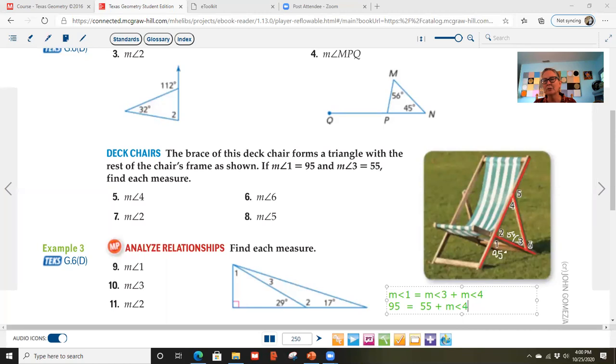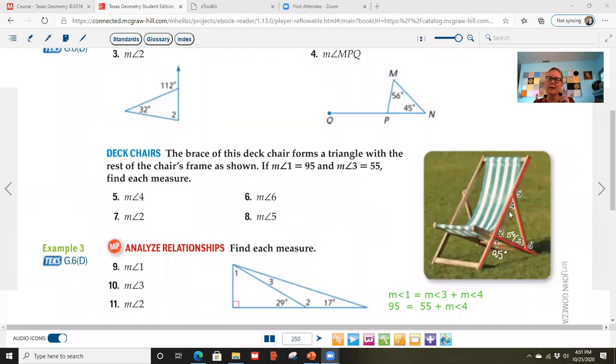Angle 6 and angle 3, those two have to add up to 180. They form a linear pair. That's that thing from chapter 1. So for number 6, you could find the measure of angle 6 by taking 180 minus 55. That would be 125 degrees. So that's on all of these problems where they have triangles within triangles. You'll be doing things like that.